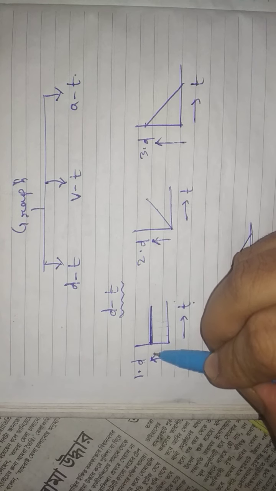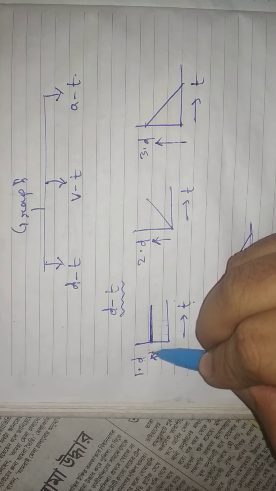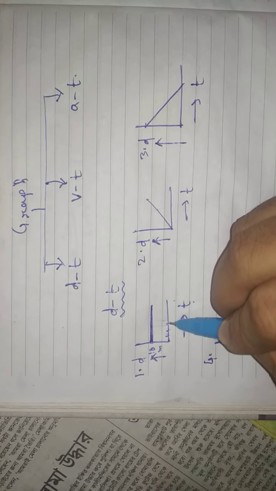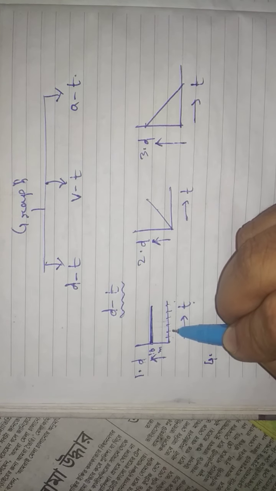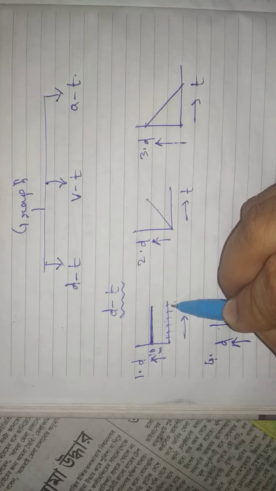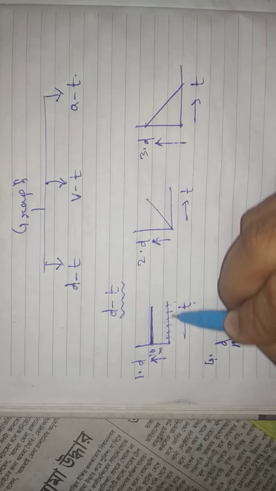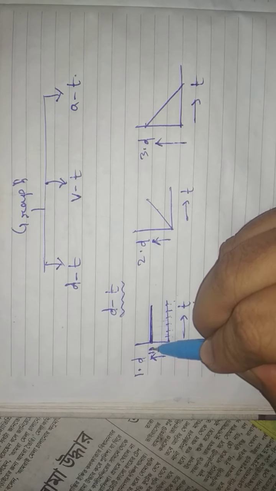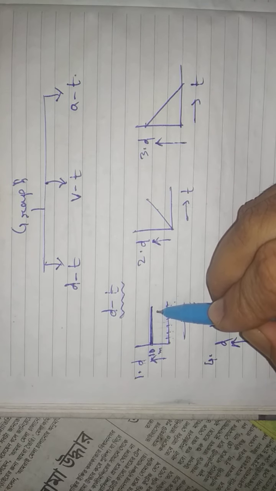Let's say this is 10 meter. So when we change the time, 1, 2, 3 second, 4 second, 5 second, 6 second, everywhere we get the distance is 10 meter only. That means the object is not moving at all.